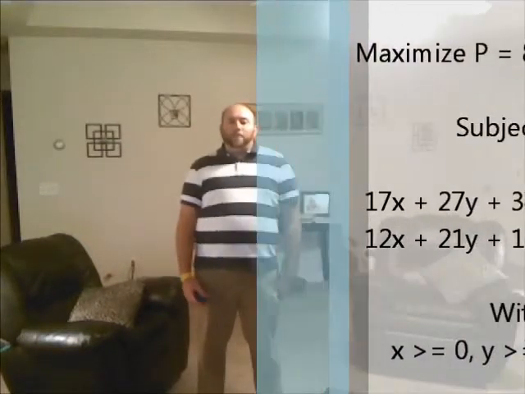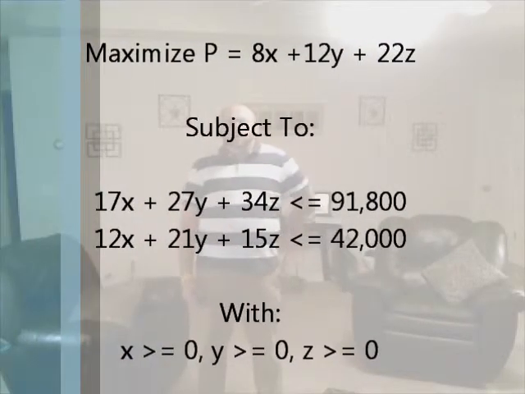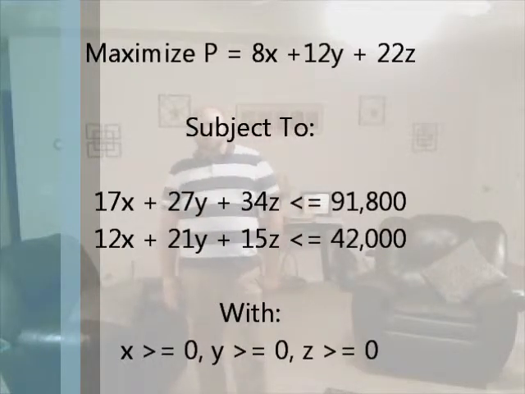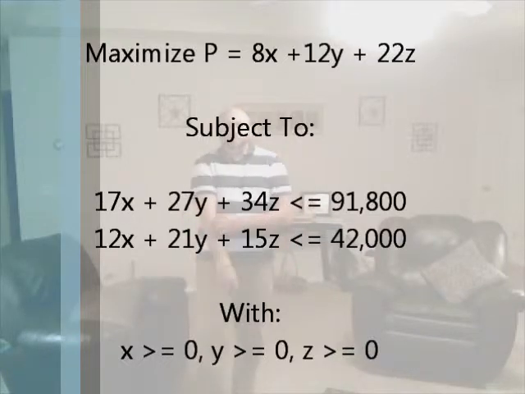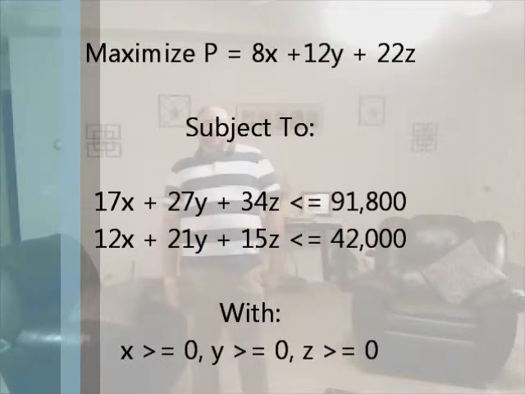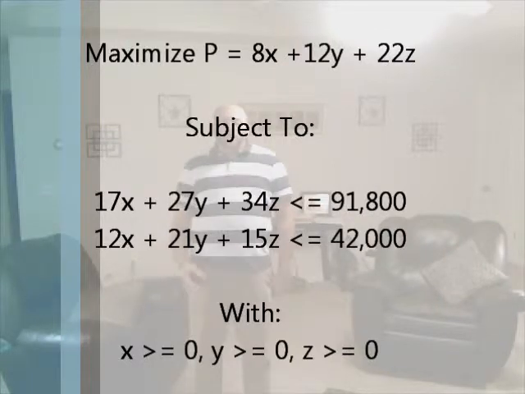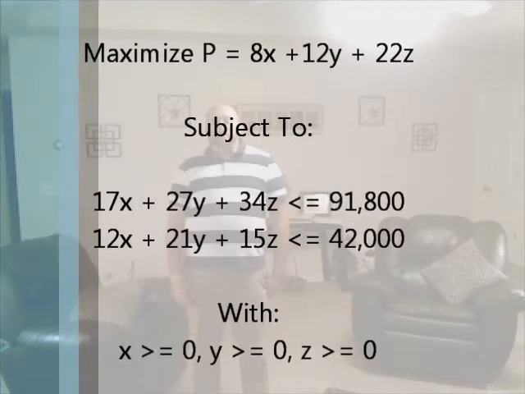Looking at this table, we now have our inequalities. We want to maximize P, or profits, which is equal to 8x plus 12y plus 22z, subject to the inequalities 17x plus 27y plus 34z, which is less than or equal to 91,800, and 12x, 21y, 15z, which is less than or equal to 42,000. We know that the bicycle company cannot create a negative number of bikes, so x, y, and z must be greater than or equal to 0.